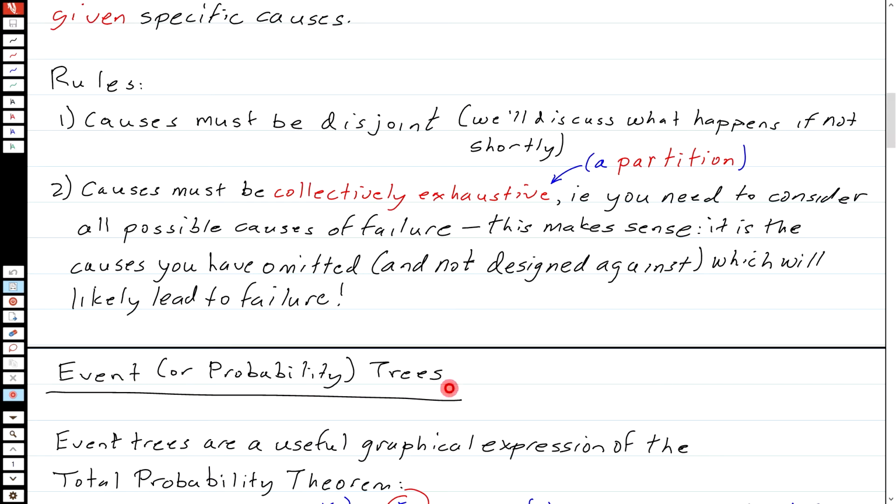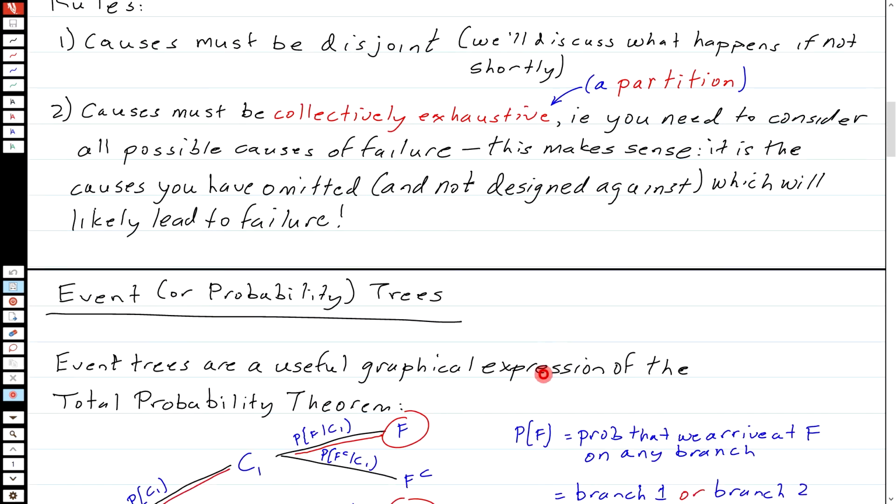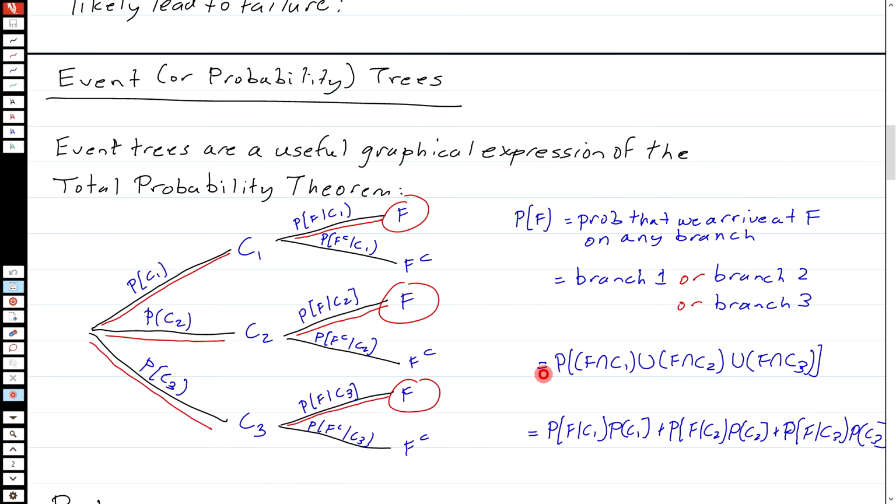I'll call them event trees in this course. And basically what you do is you have one branch for each possible cause, and then off of each of these is my failure versus non-failure branches. These sub-branches are conditional. So given that I've come out on this branch, C1, so that given that C1 has taken place, probability of failure given C1 leads me to this path here. And if it doesn't fail, I'm on this path here.